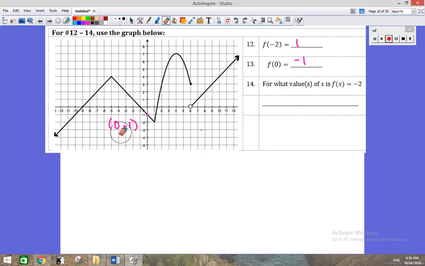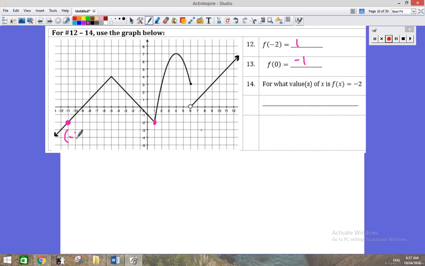And now in 14, the question is changing slightly. It's asking you not for a y-coordinate, but for an x-coordinate. And it's telling you the y-coordinate is -2. So if we come down here, this point has a y-coordinate of -2. And if we go to the left, this point has a y-coordinate of -2. So it's asking for these x values.